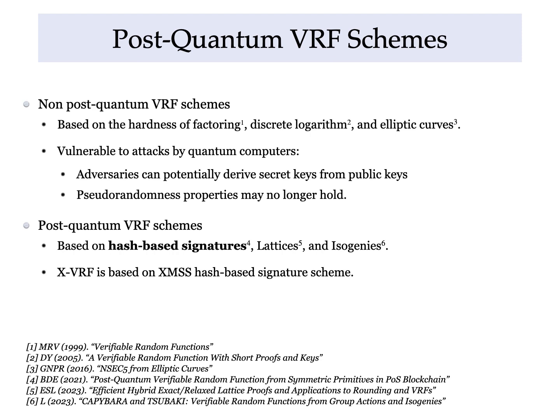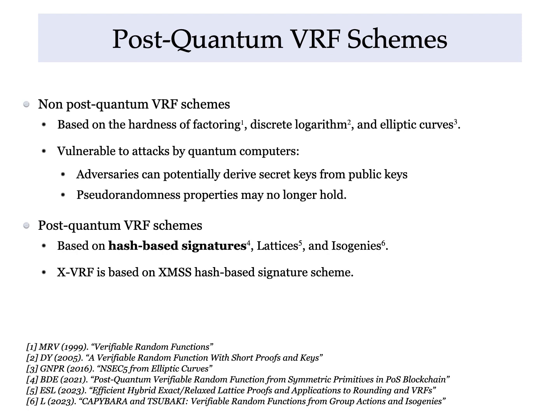And there are some non-post-quantum VRF schemes based on the hardness of factoring. That is the first paper that introduced verifiable random functions, and later some proposals based on discrete logarithm and elliptic curves were developed. These schemes are vulnerable to quantum attacks, and an adversary can potentially derive secret keys from public keys, so we don't have uniqueness, and everybody can calculate the output, so there is no security here. And also we may not have pseudo-randomness anymore, and people can distinguish the output from a truly random output.